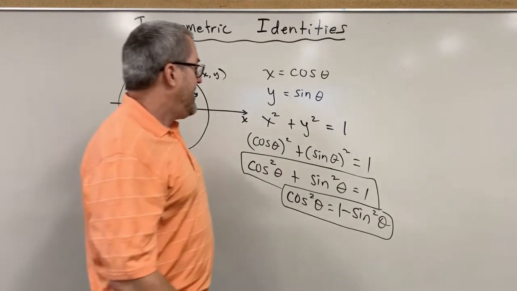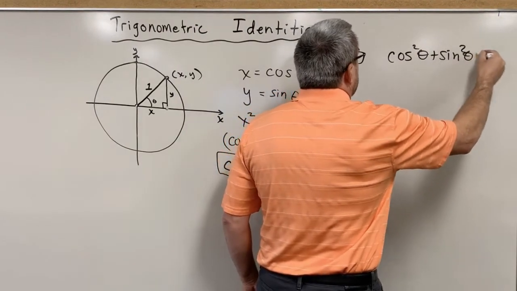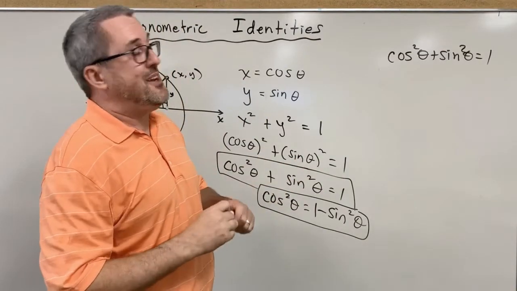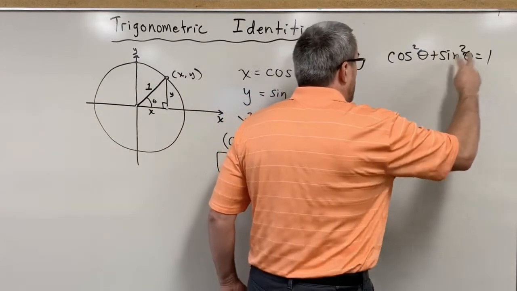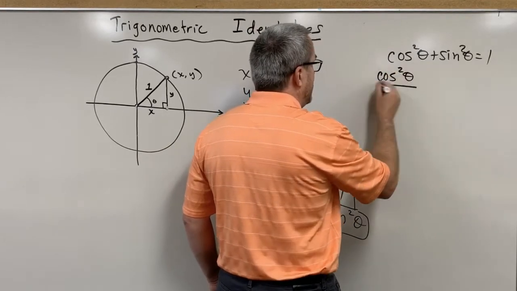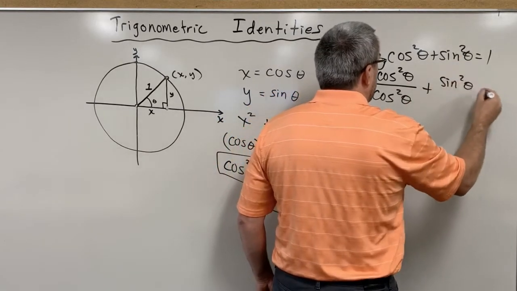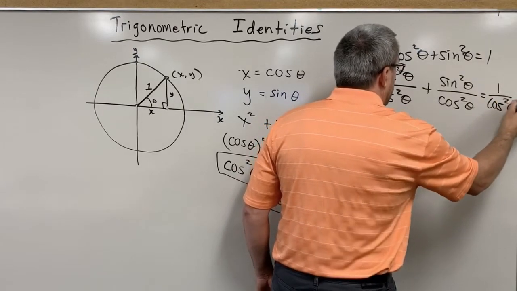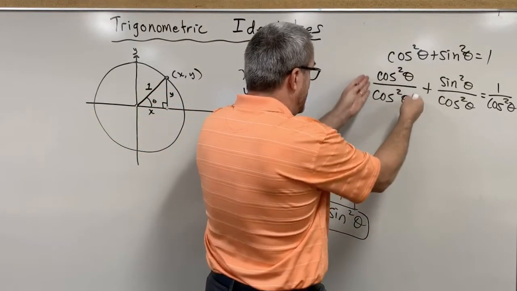Now there's one more that I'd like you to see. So cosine squared plus sine squared is equal to 1. You just have to kind of trust me here that there's a reason for this, but we could algebraically divide every term by cosine squared. Can you imagine? Take cosine squared of theta and divide by cosine squared of theta. Take sine squared of theta and divide by cosine squared of theta, and take 1 and divide by cosine squared of theta.